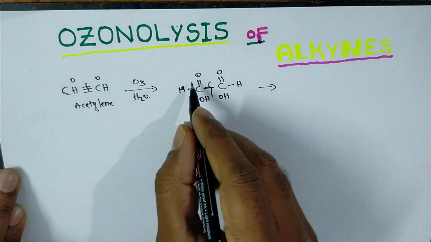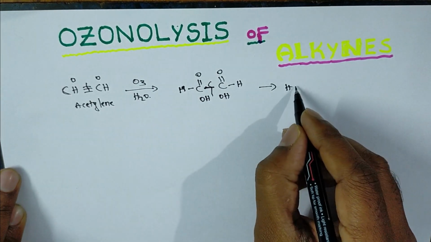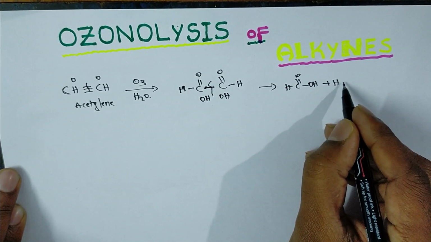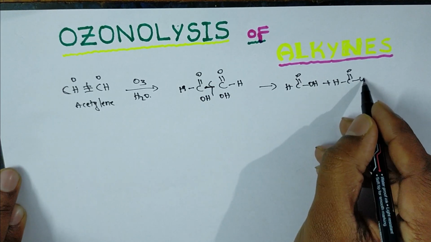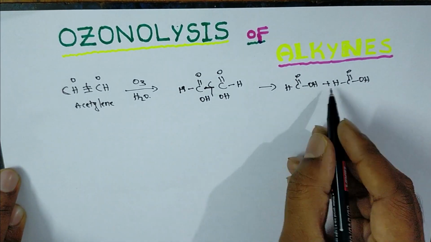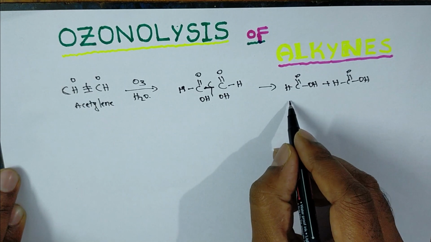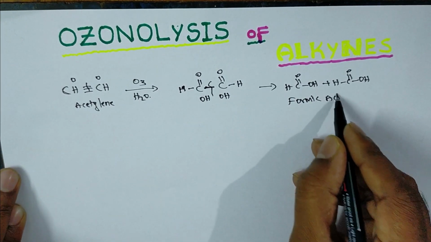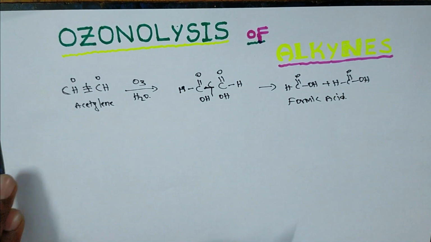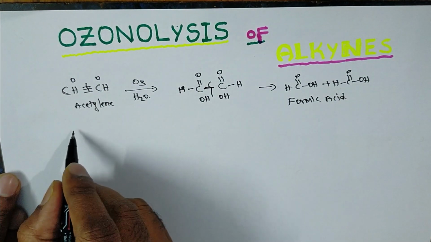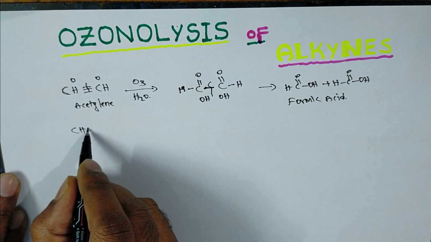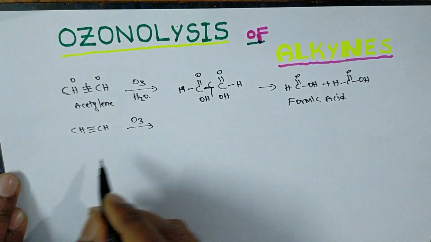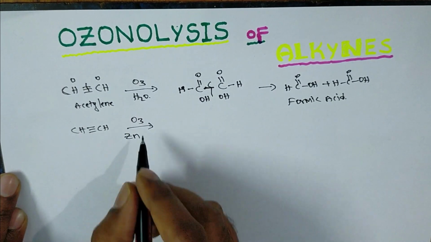So finally we get HCOOH plus HCOOH. Formic acid is formed. HCOOH means formic acid.